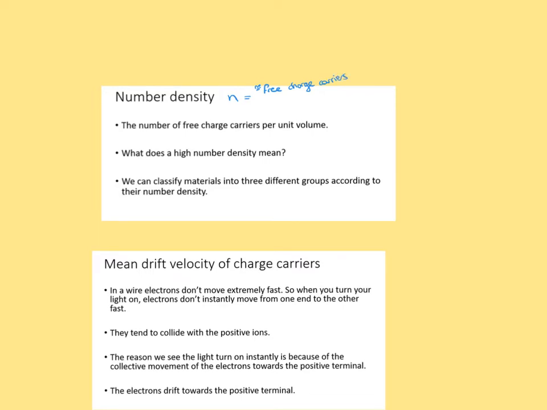This doesn't have a unit because we're just counting basically how many electrons or how many ions are per unit volume. That means the unit for number density should be per meters cubed, basically.